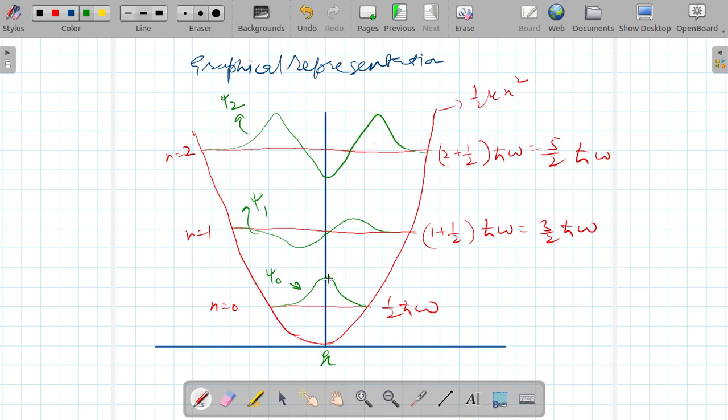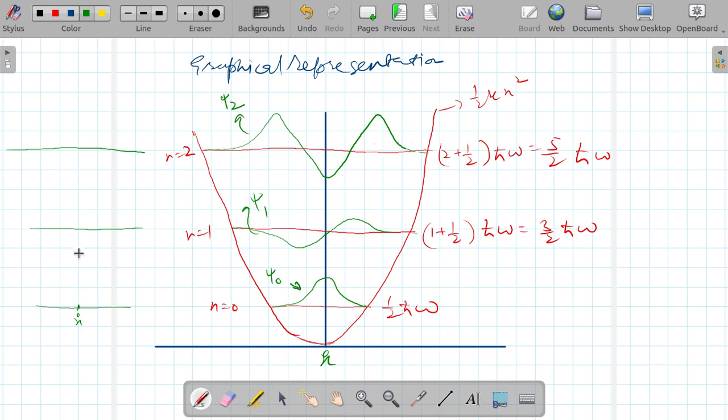Here the probability will be maximum at the origin, and here the probability in these regions will be maximum, and here these are the 3 regions. For probability, we talk in terms of the amplitude, the square of the wave function. If I look at the square of the wave function, then it can be plotted in this manner.